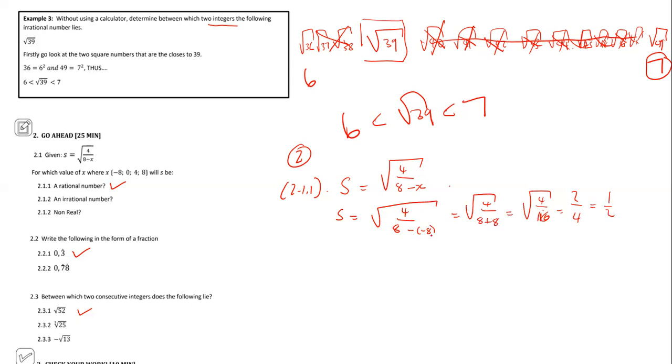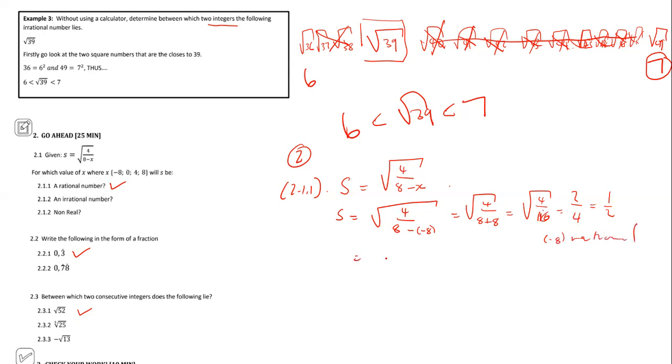So when we substitute -8 over there, that means -8 will make S equal to what? 1 over 2. 1 over 2 is a rational number. So we're going to say that -8 will therefore be rational.